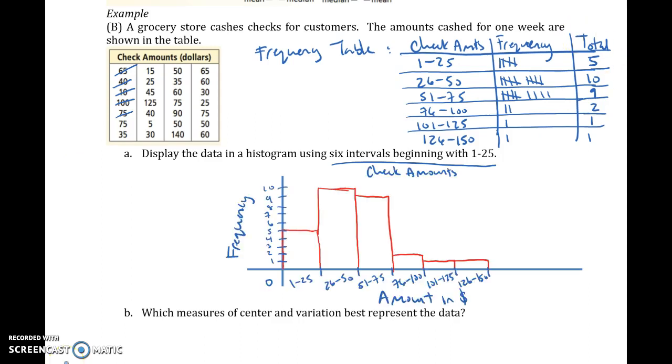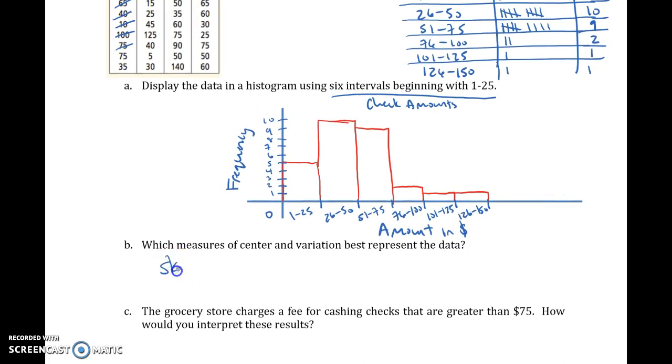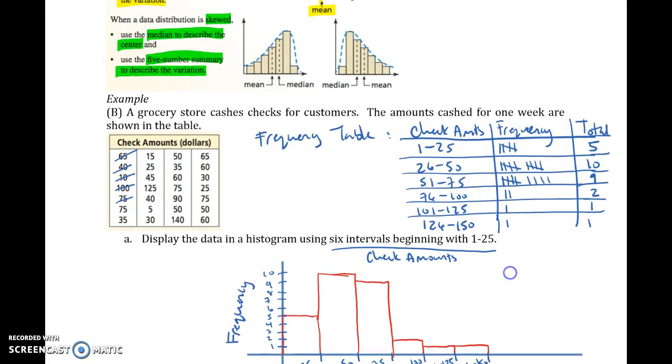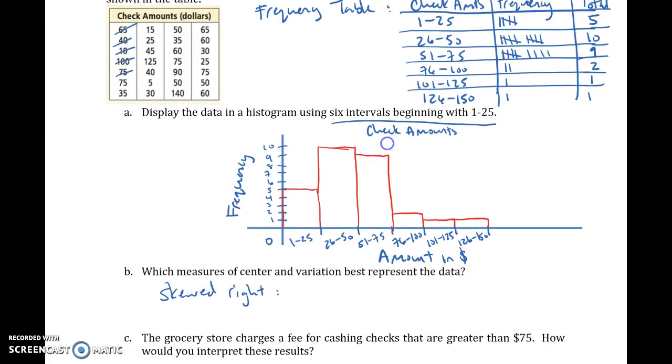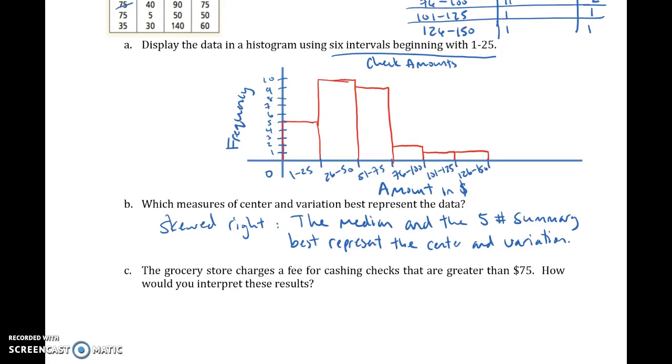All right, there's that histogram. And then you want to think, well, how is this distribution looking? Is it skewed? Is it symmetric? Well, if I look at this, there's a huge tail on the right. So this would be considered skewed to the right, which means the measure of center and variation, because it's skewed, needs to be the median and the 5-number summary. So the median and the 5-number summary best represent the center and variation.